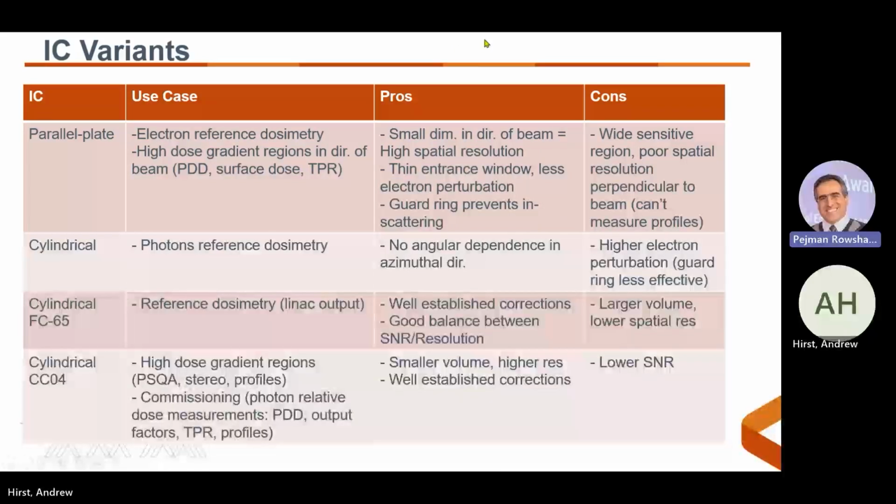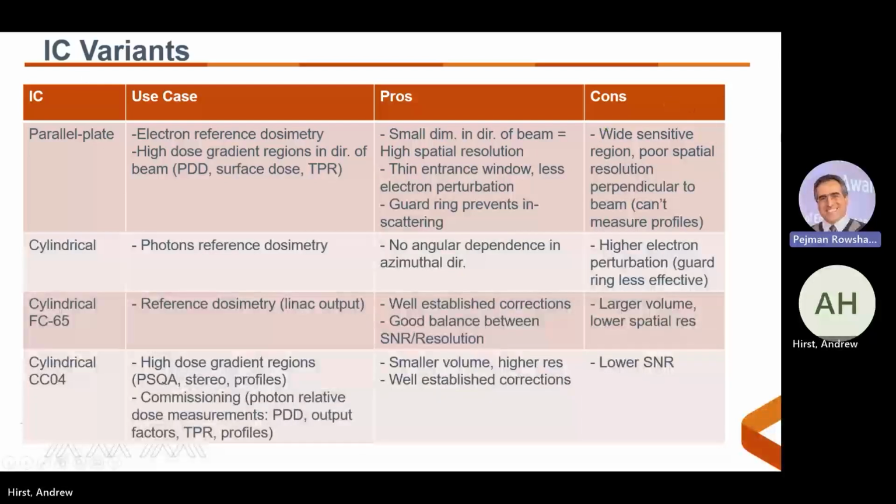The pros of parallel plate chambers is that the height of them in the direction of the beam is very small, and so you get a very high spatial resolution. That's why they're recommended for electrons, because electrons have a low penetration depth, and also in the build-up region for photons. And then they also have a thin entrance window, so that minimizes the electron perturbation compared to cylindrical chambers. And they have that guard ring, which prevents the in-scattering. It's just a much more effective design of the guard ring versus cylindrical chambers.